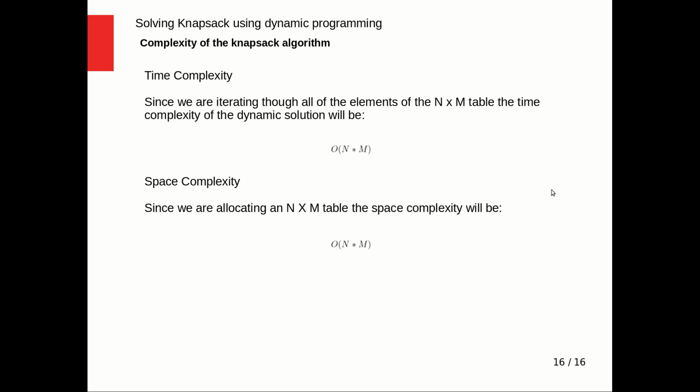We're gonna follow with another video with the implementation of this logic using Python.